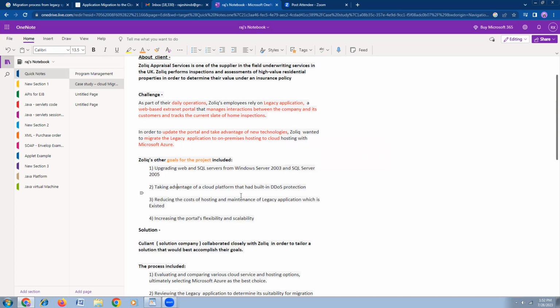Now, taking advantage of a cloud platform that has inbuilt DDoS protection, that is what they require. Jolik has an expectation that they want to move towards a cloud environment, so they had a requirement like built-in DDoS protection, which is one of the key elements we normally look for. The third one is that they want to reduce the cost of hosting as well as maintenance of legacy applications which existed.